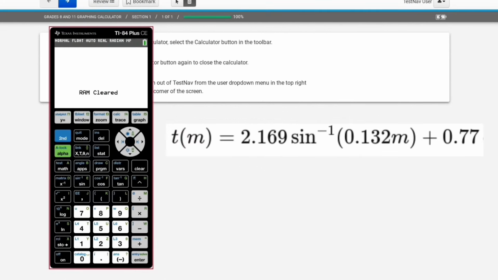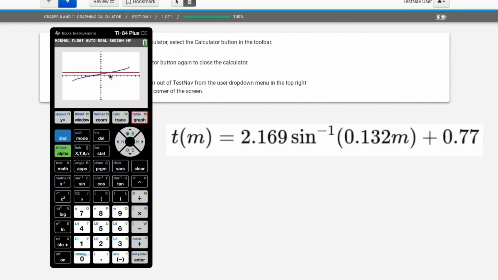All right, y equals 2.169. Inverse sine is second sine. There's my inverse sine. 0.132x. So I'm going to make sure I hit that. Close it. Plus 0.77. The other graph that I said I was going to make is going to be 1.5. Okay, so let's hit graph and see what happens.